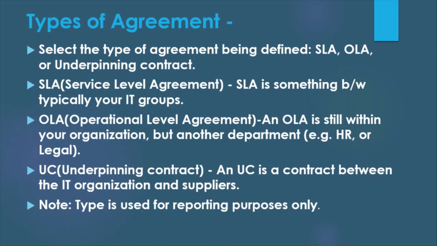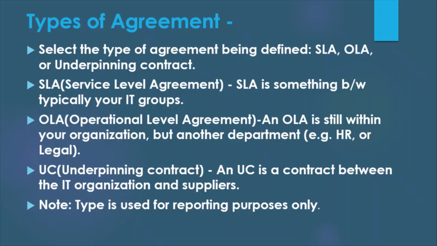So there are three types of agreement which are used in any organization. First is SLA, service level agreement. SLA is typically between your IT groups within the organization. Okay. OLA, operational level agreement. OLA is still within your organization but with another department like HR, finance, or legal. Okay. And there's the underpinning contract, and UC is a contract between the IT organization and suppliers.